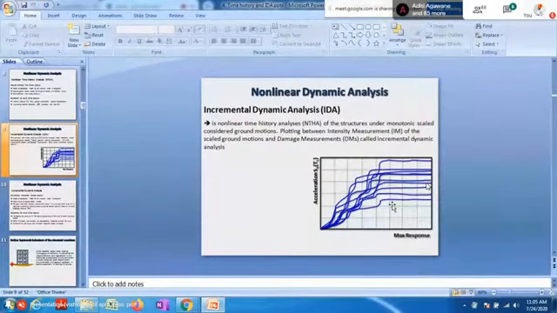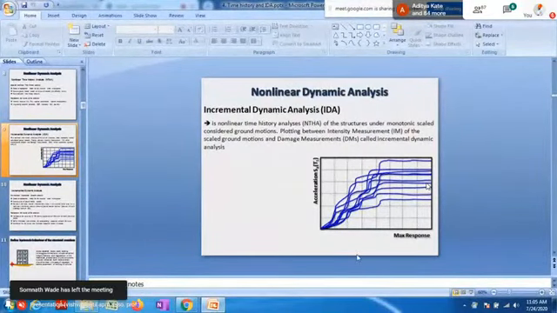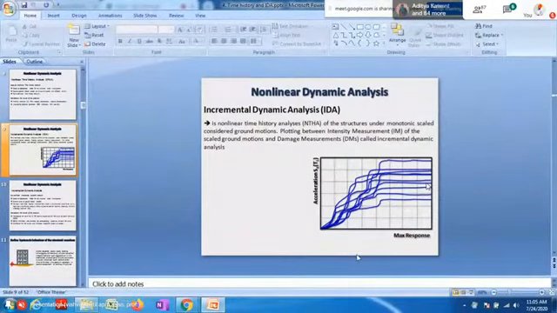Therefore the concept is that you take a number of ground motions and apply them on a structure, and then you get a number of curves, and the median of these will give the median capacity curve, which is the average. By taking as many ground motions as possible, the capacity estimation will be more and more correct.